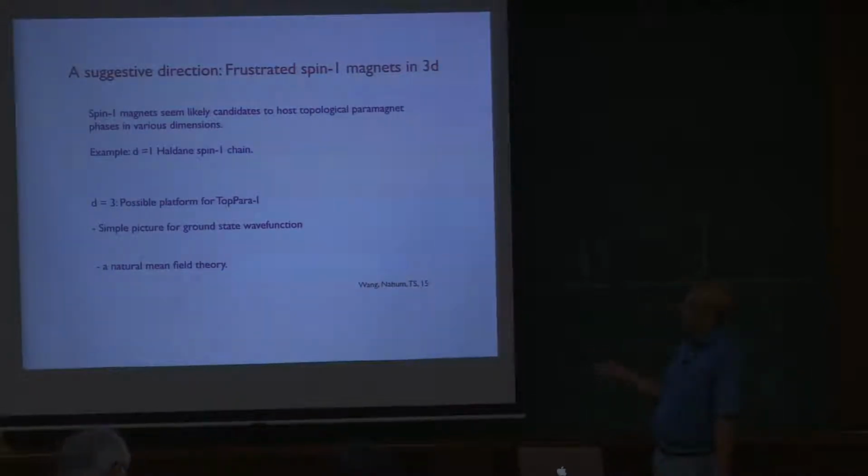Already in one dimension, we know that the one-dimensional spin-half antiferromagnetic chain forms a super exotic state. It forms a gapless spin liquid. But the spin-1 chain forms an SPT phase. Okay? So similarly, in 3 dimensions, one can make the case that a frustrated spin-1 magnet is a possible platform for one of these topological paramagnets. And it's a very simple picture for a ground state wave function in such a case, which I'll just sketch.